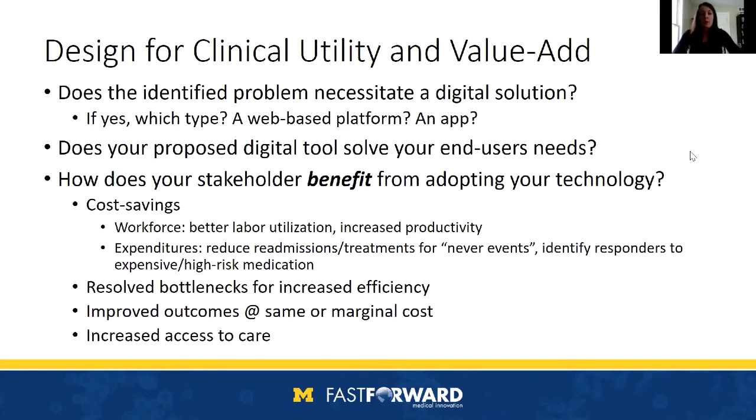Is it a web-based platform? Is it an app? Is it both? Depending on your stakeholder. That will help understand your user requirements and your user needs, which will ultimately lead you to a more efficient development process.